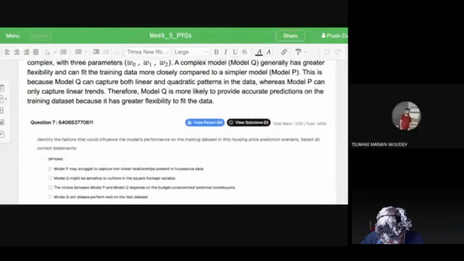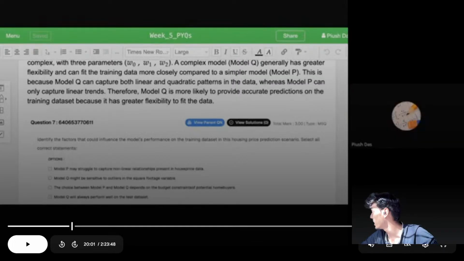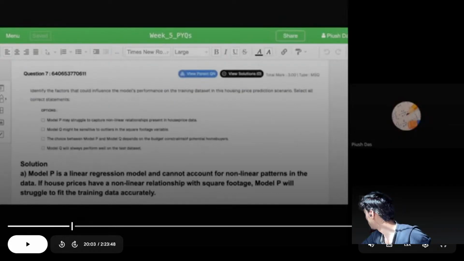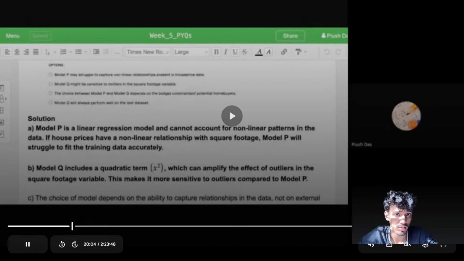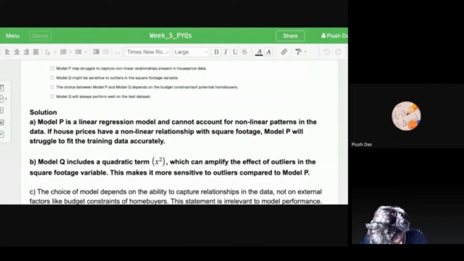So what about option B? How is it sensitive to outliers? Okay, model Q might be sensitive to the outliers in the square footage variable. Okay, we'll see. Model Q includes a quadratic term which can amplify the effect of outliers in the square footage variable. This makes it more sensitive to outliers compared to model P.